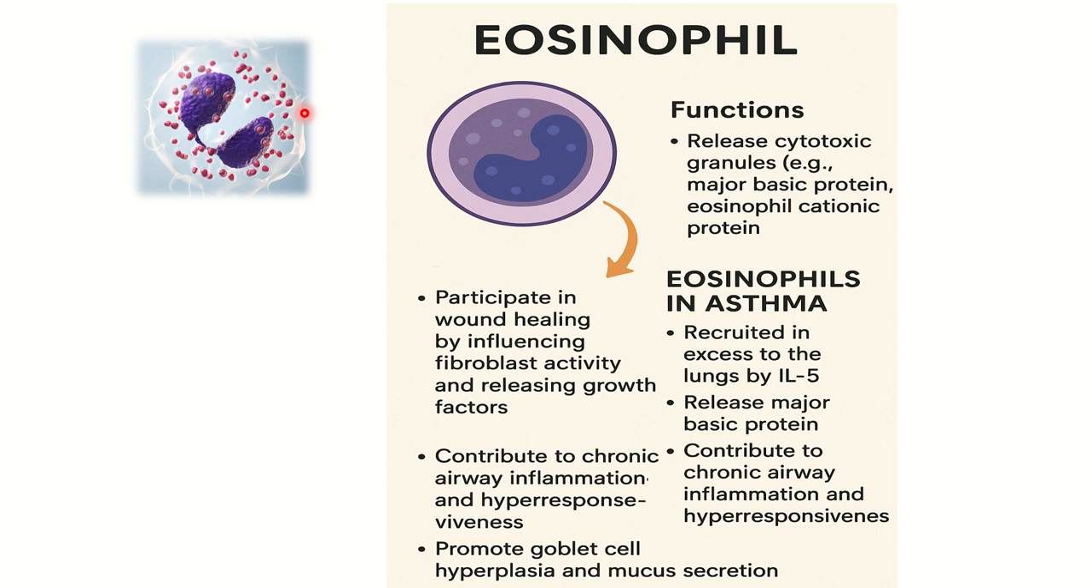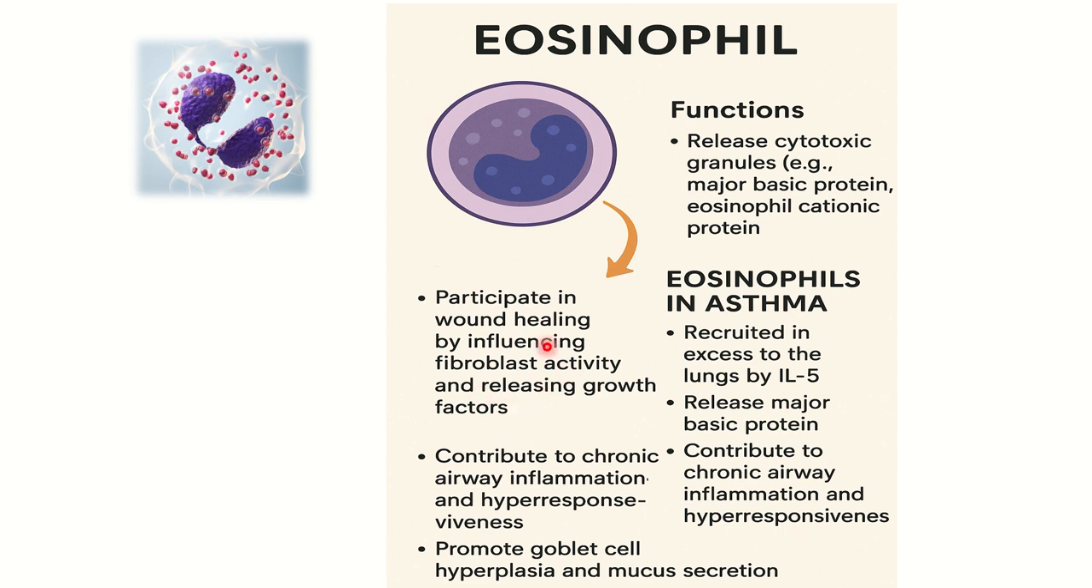Also remember, eosinophils start increasing in these asthma patients. If you see the histology of the bronchial airways in asthma patients, there will be a lot of infiltration by eosinophils. The normal function of eosinophils is to release these granules. All these are granules, and these granules have major basic protein, eosinophilic cationic protein and so on. All of them will be released, and that will participate in wound healing. It influences fibroblastic activity and releases growth factors.